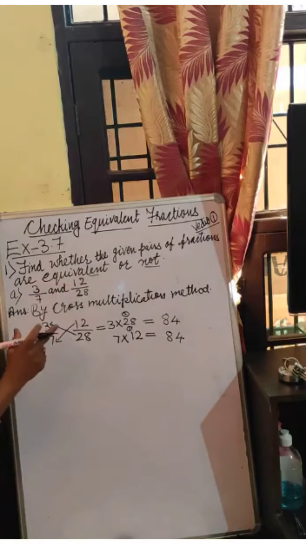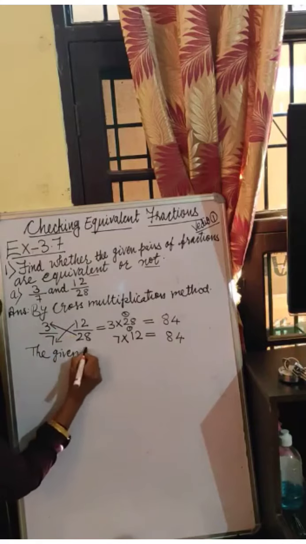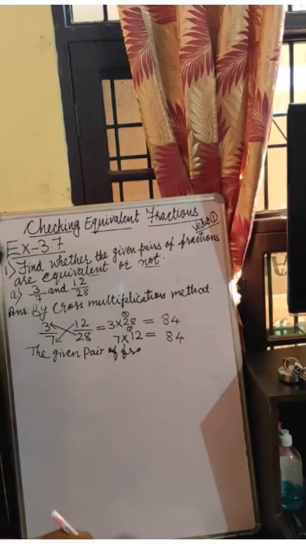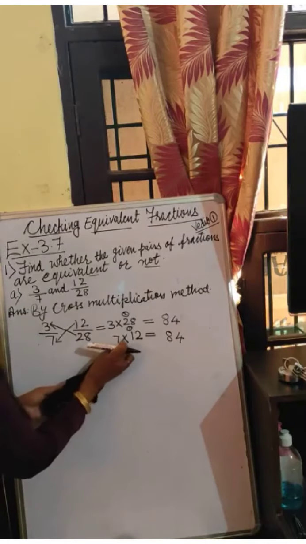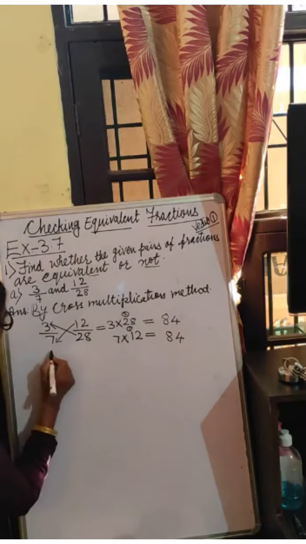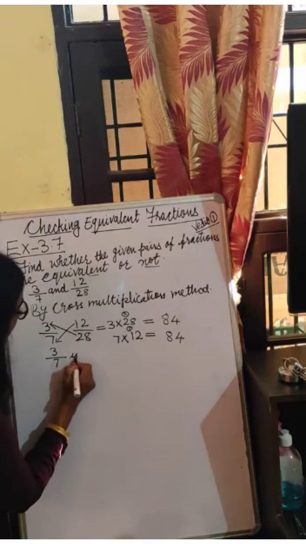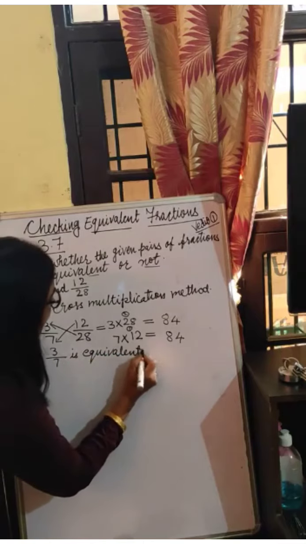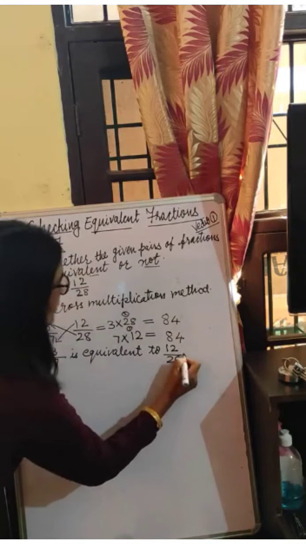Now we will write the final answer. You will write the given pair of fractions, or you can write simply, 3 upon 7 is equivalent to 12 upon 28. This way you can write the answer.